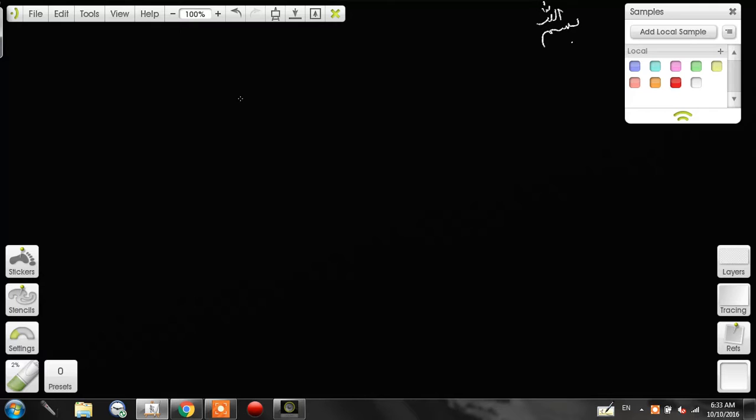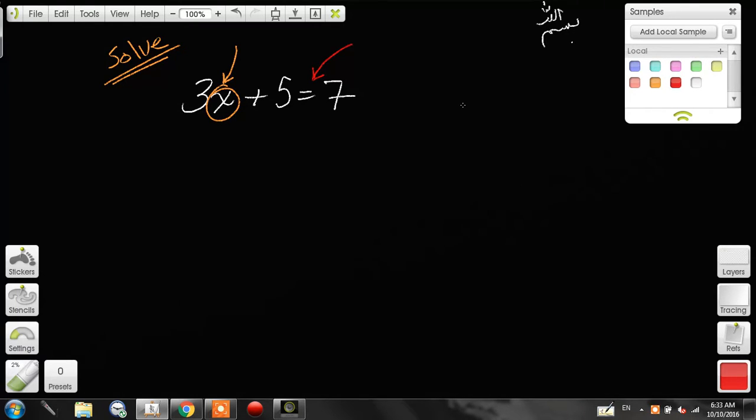Now, when we say solve the equation, okay, when we say solve an equation, what we mean is find the value of the variable x that will make this a true statement. Because you can't just pick any value of x and substitute it here and make that a true statement.